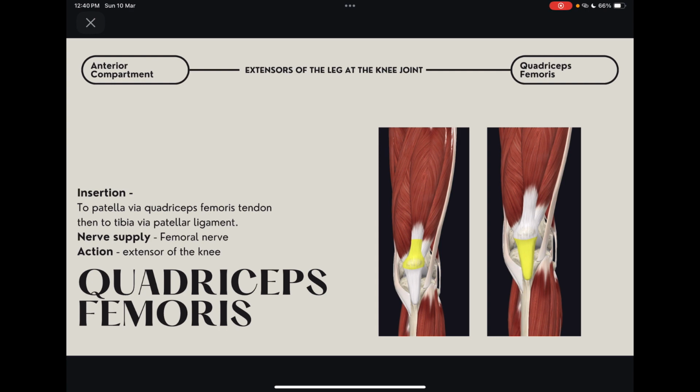Muscles that will flex the hip: psoas major and iliacus, or iliopsoas muscle, sartorius and pectineus. And then the muscles that will extend the knee are the quadriceps muscles with their conjoint attachment.